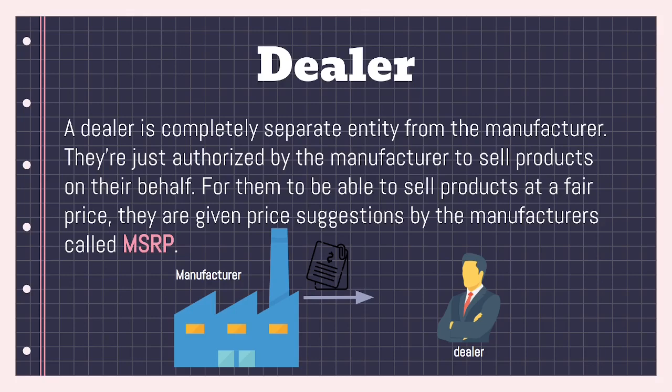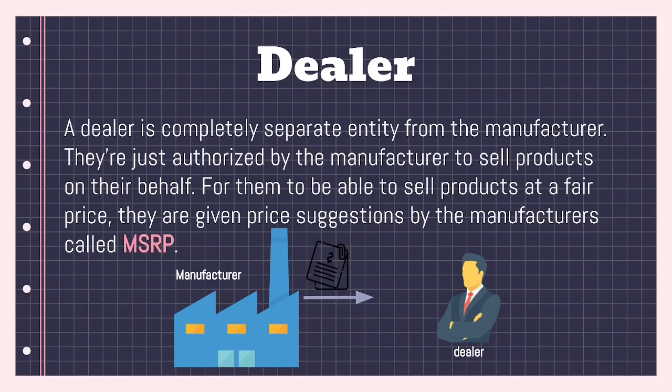A dealer is a completely separate entity from the manufacturer. A dealer is not a manufacturer. A Ford dealership is not part of the Ford manufacturing company. Those are two different entities, right? They are just authorized by the manufacturer to sell products on their behalf. That's basically all they do. For them to be able to sell the vehicles at a fair price, the manufacturer gives them a rough estimate of how much they're supposed to sell the car for.